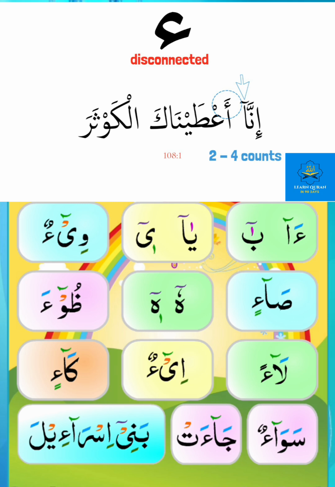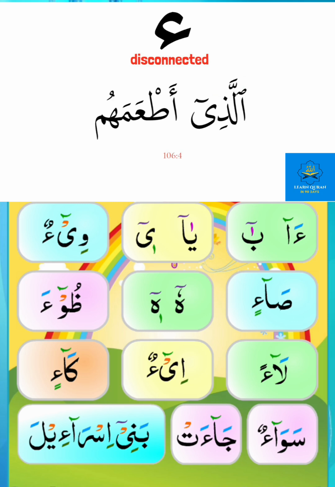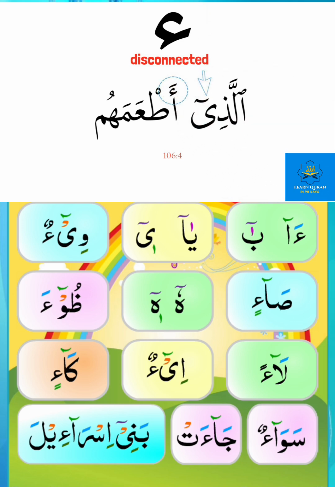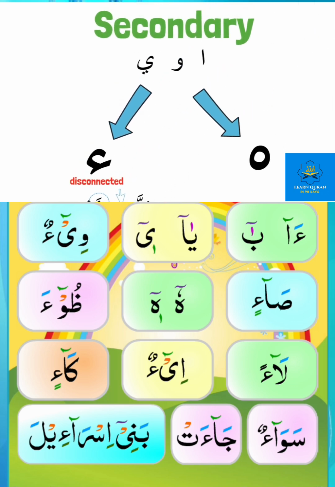إِنَّا أَعْطَيْنَاكَ الْكَوْثَرَ. In this example, we see a long vowel in one word, and directly after it we see a Hamza in the next word. We lengthen it for 2 or 4 counts if preferred. It reads, الَّذِي أَطْعَمَهُمْ.